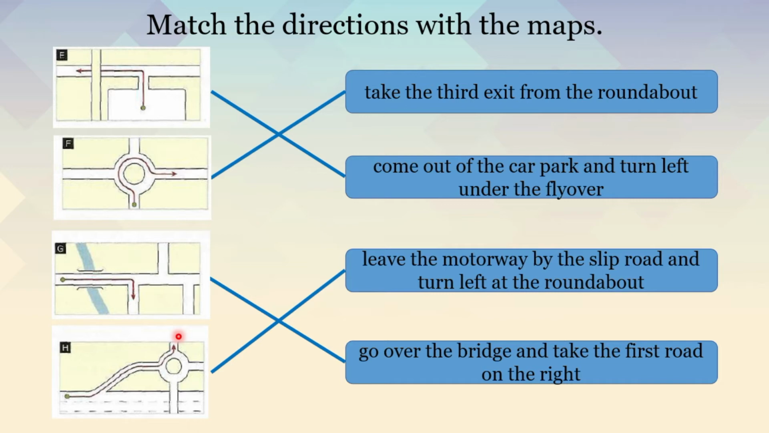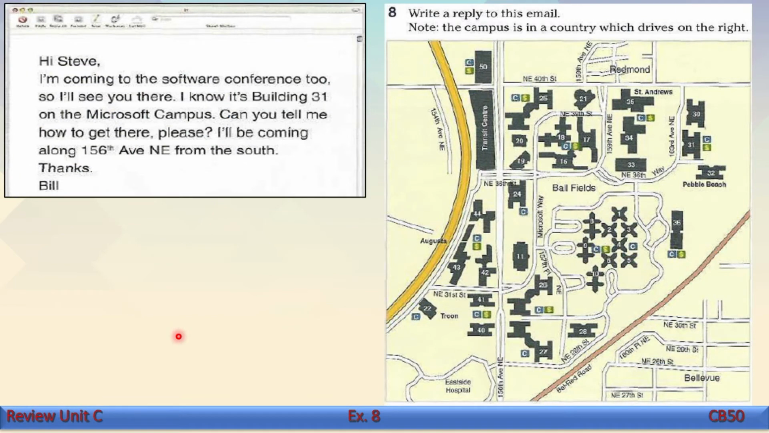Now open your course books to page 50. Exercise 8. Write a reply to this email. This is the email. Let's read the email. Hi Steve, I'm coming to the software conference too, so I will see you there. I know it's building 31 on the Microsoft campus. Can you tell me how to get there, please?